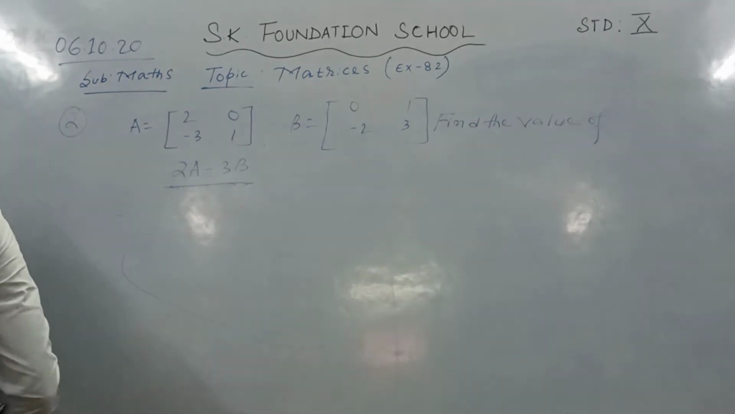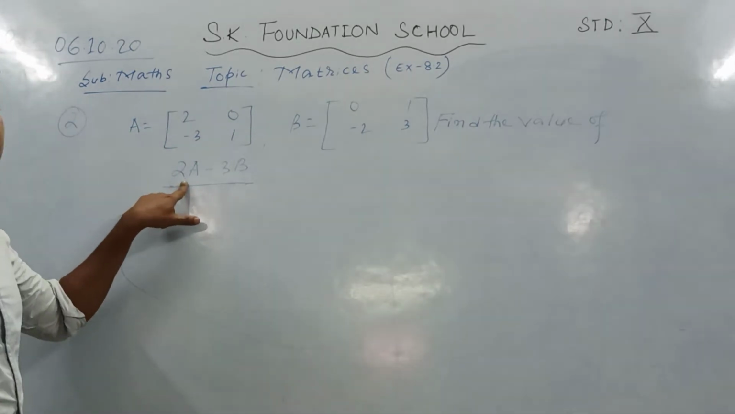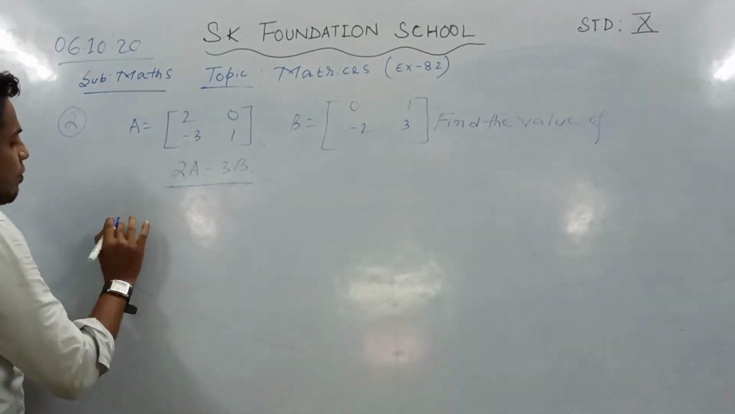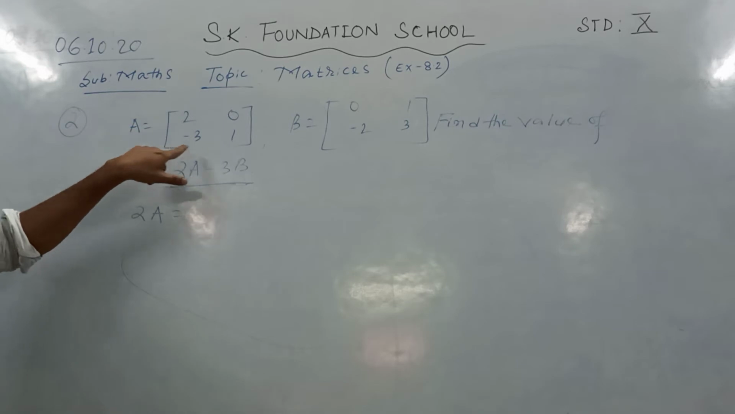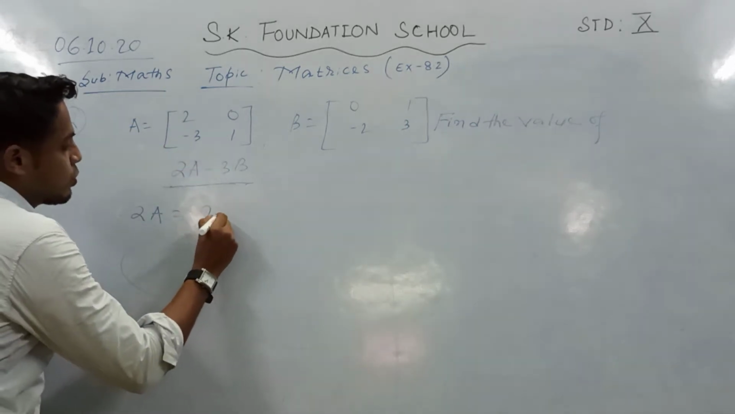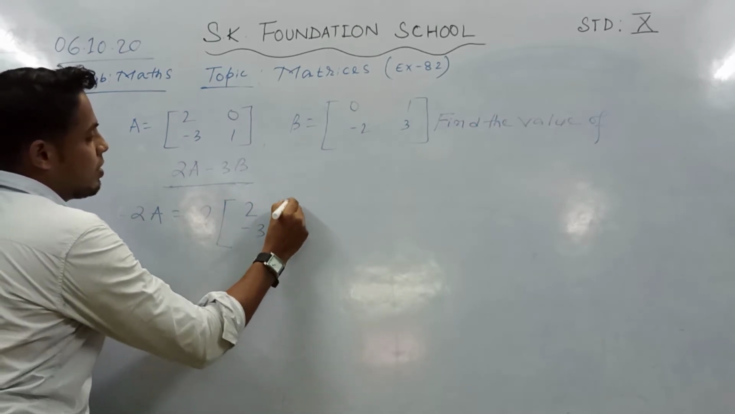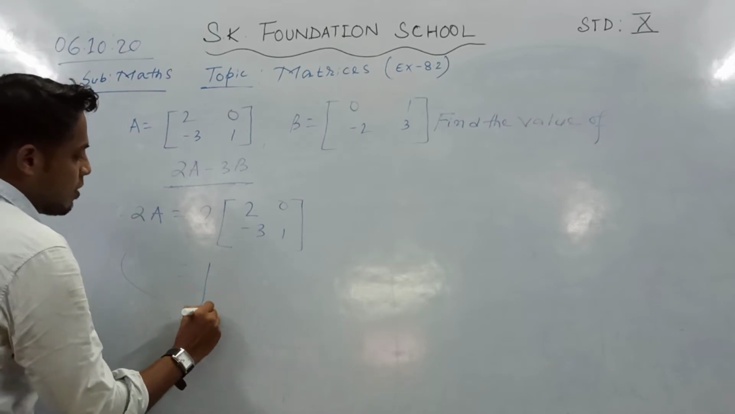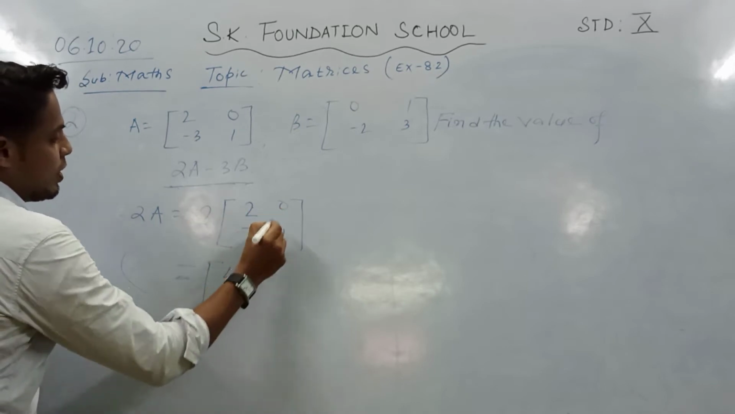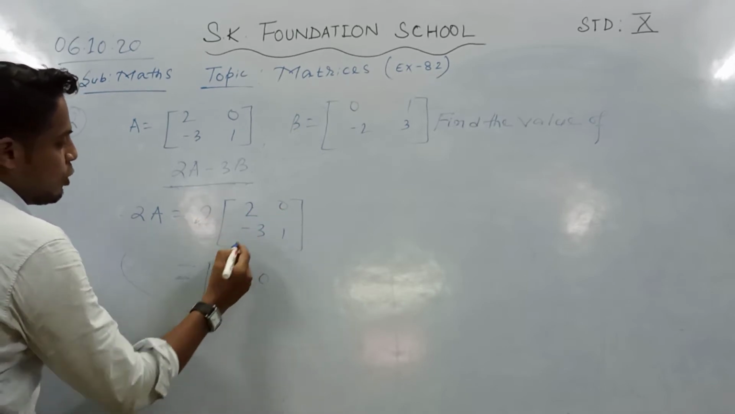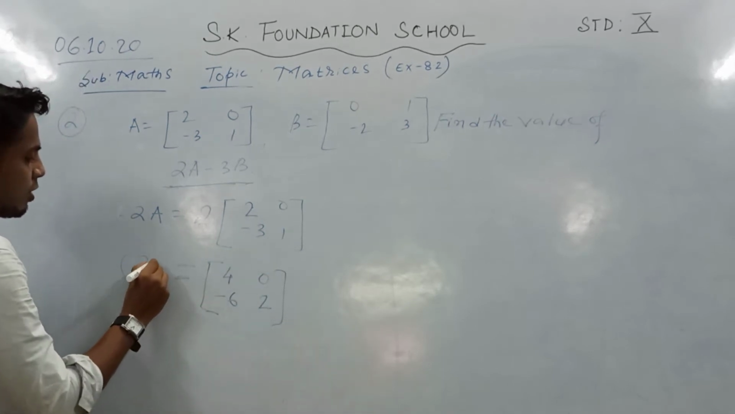So first, look here, this is matrix A, and we are going to find the value of 2A first. When we find 2A, that means this matrix A is multiplied by 2. So this 2 multiplied with matrix A, 2, 0, minus 3, 1. So 2 into 2 is 4, 2 into 0 is 0, 2 into minus 3 is minus 6, 2 into 1 is 2. This is the value of 2A.